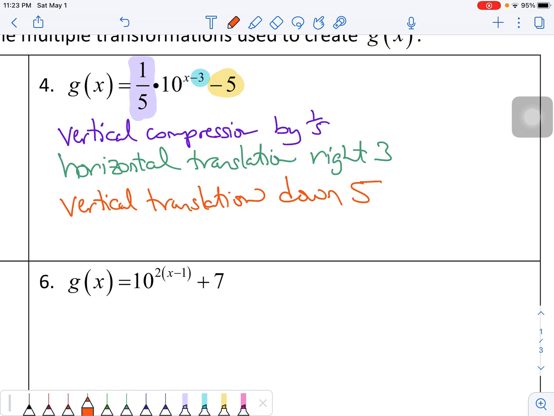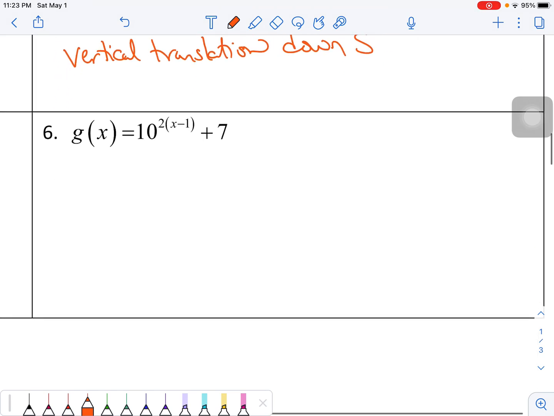Let's go ahead and slide on down to number 6. And that'll be the last part for this particular video. So I want to identify what are the changes. I've got a 2 sitting here in front of my x. I have a -1 here attached to x. And then I have a +7 at the end of the entire function. So again, if I look at it, the only things that aren't highlighted are x to the 10th. So that way I know I have found all of the various pieces that I need to identify.